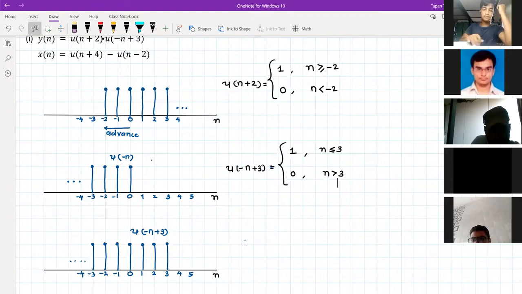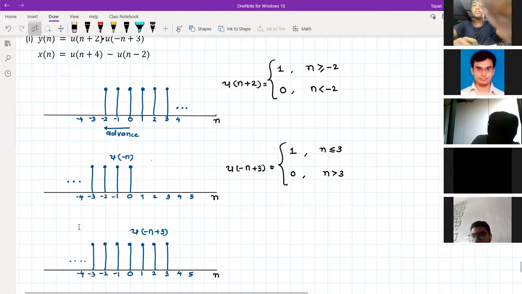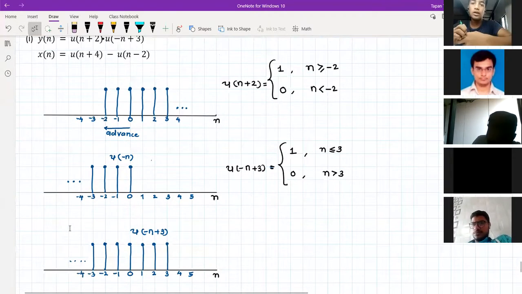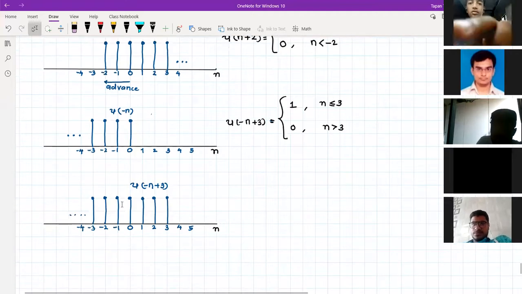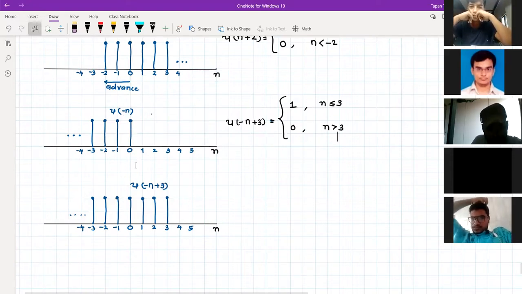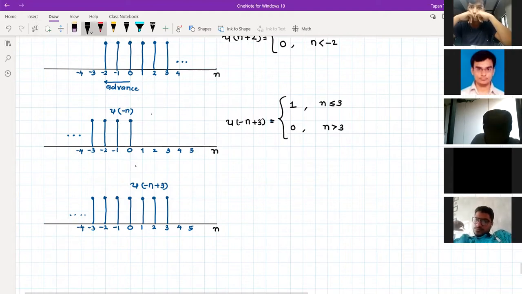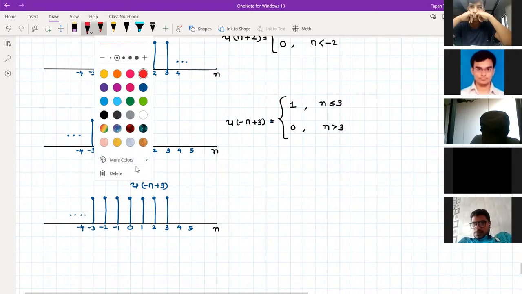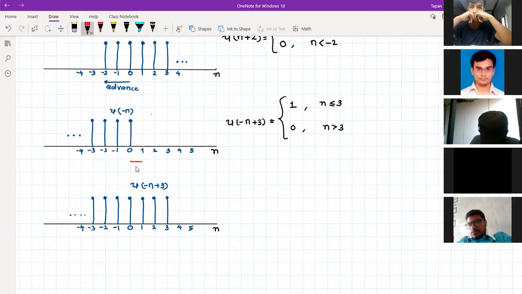Is this clear? Last one, repeat once again, sir. U of minus n plus 3, sir. See, u of minus n plus 3 means we are shifting minus n by 3 in the right hand direction. Okay, so we are shifting it by 3.